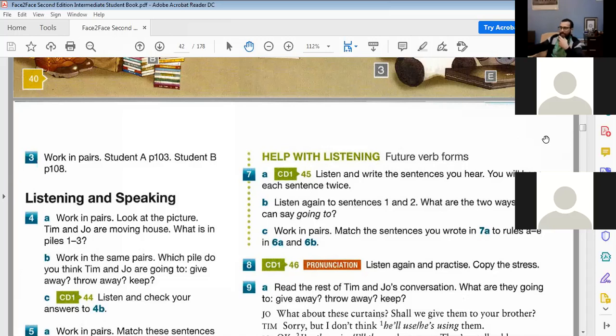Okay, let's see the sentences you wrote, and then we'll repeat it one more time. So number one, what did you write? I'm going to sort tomorrow. Sort out, yes. Living room tomorrow. I'm going to sort out the living room tomorrow. Is that what you heard? Yes. Okay, number two.